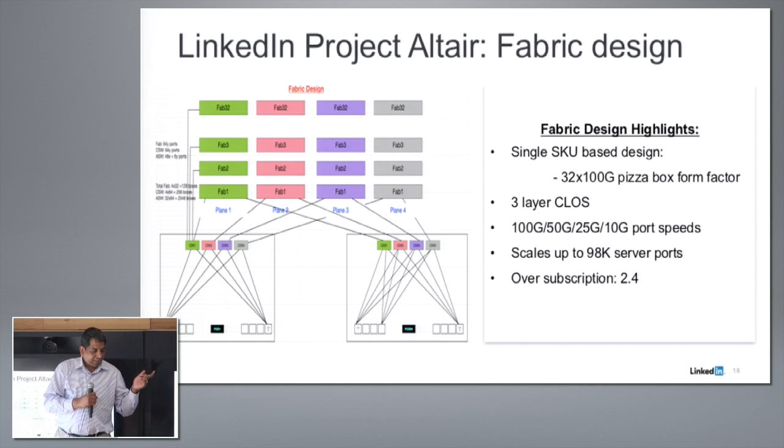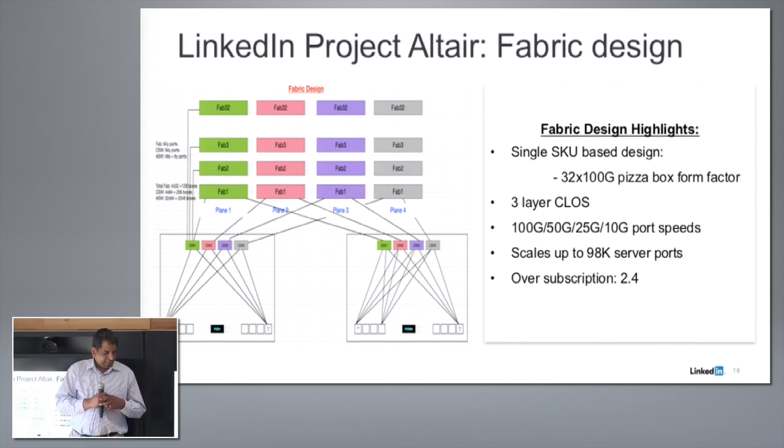We got to a point where we eliminated the number of SKUs required in the design. It is a 3-layer network: tier layer, spine layer, and super spine, or fabric as we call it. It is all designed using one single SKU. We are using a 32 by 100 gig form factor, which is a pizza box, eliminating the need for any chassis.